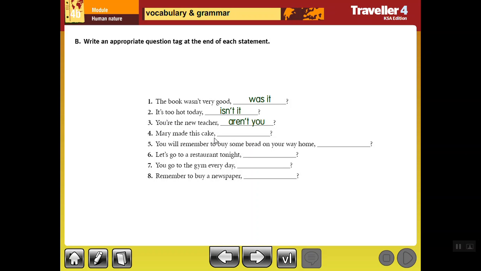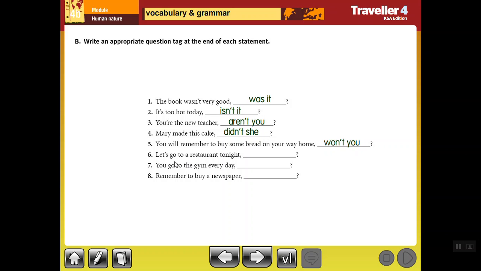Mary made this cake. Made is the past tense of make, يعني ده فعل ماضي. So you will use didn't. Didn't she? You will remember to buy some bread on your way home. The question tag here is, yes, you have will. This is an auxiliary verb, but the negative form of will, in short form, is won't you. By the way, you cannot say will not you. No, it's not acceptable. It must be shortened.